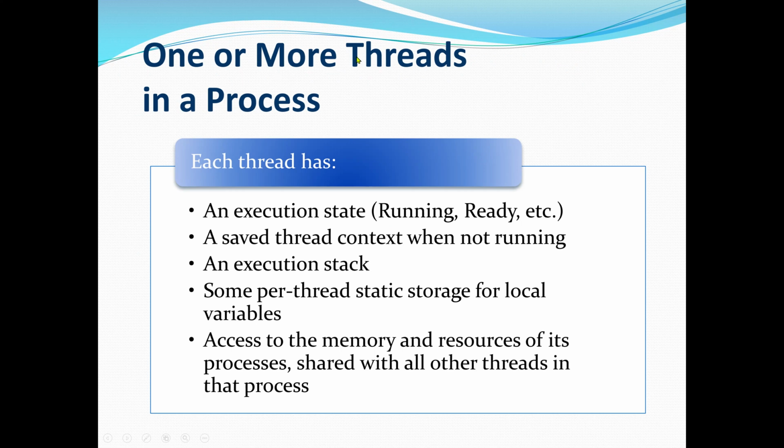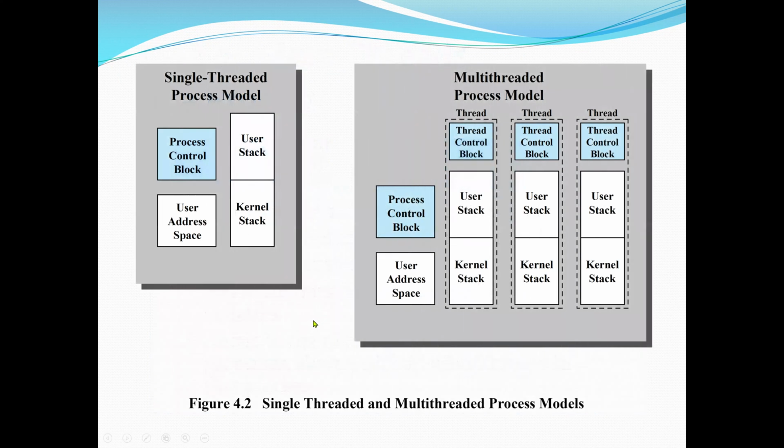So again, one or more threads in a process. Now each thread may have all these characteristics. This figure shows the distinction between thread and process from the point of view of process management. So we have the single-threaded process model and the multi-threaded process model. So we can see in one system, we have different threads. See, each is a thread.